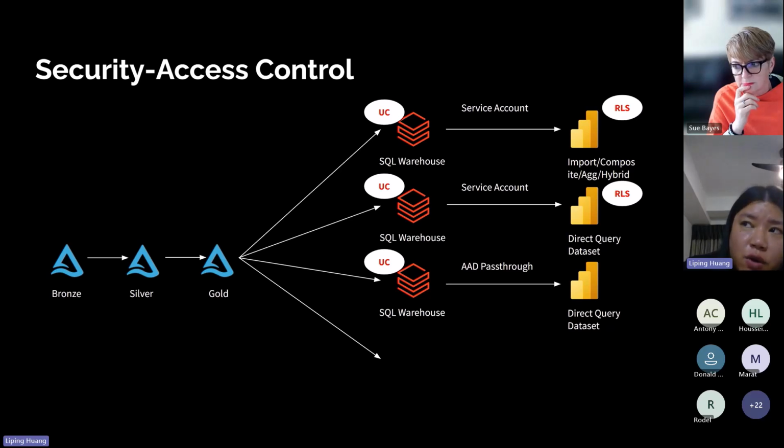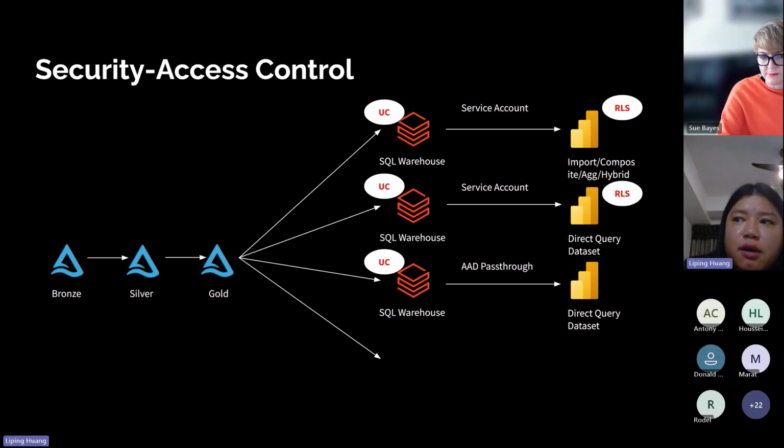When you do that on the DirectQuery data set, what happens is Power BI will send down the AAD identity of the end user, and Unity Catalog will check whether that end user has access to this table, this view, or this column, or this row, and then return the results. In this third pattern, you don't need role level security in Power BI. You just need Unity Catalog. Everything is stored as a single version of truth in Unity Catalog for access control.